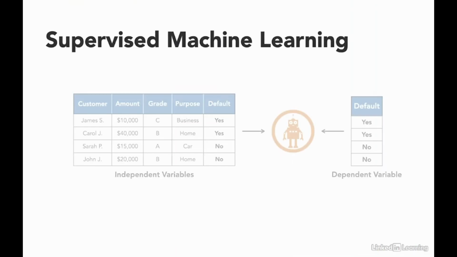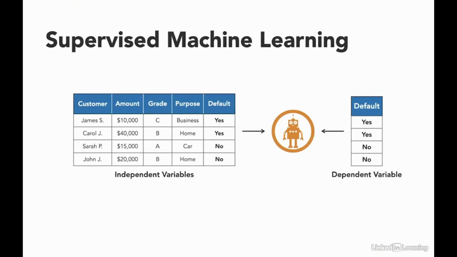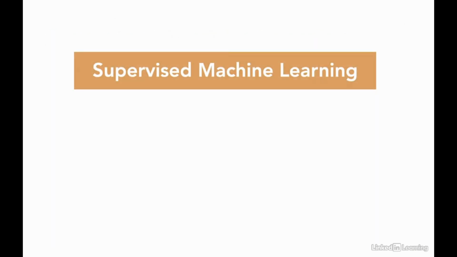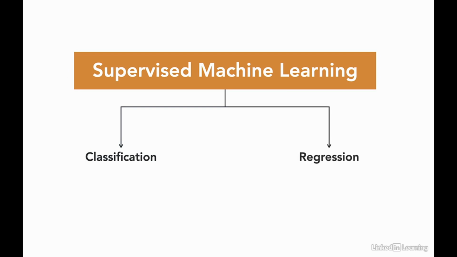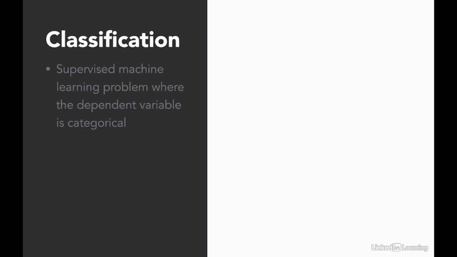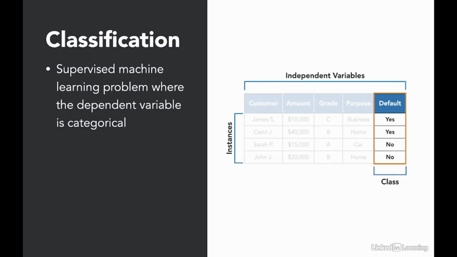In supervised machine learning, our objective is to build a model that maps the given input, which we call the independent variables, to the given output, which we call the dependent variable. Depending on the nature of the dependent variable, our problem can either be called a classification problem or a regression problem. If our dependent variable is a categorical value, such as color, yes or no, or the weather, then our model is known as the classification model. In the example shown here, we intend to use loan amount, loan grade, and loan purpose to predict loan default, which has categorical values of yes or no.